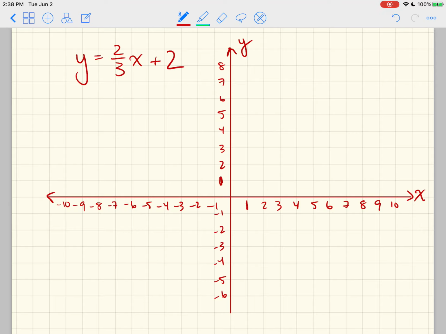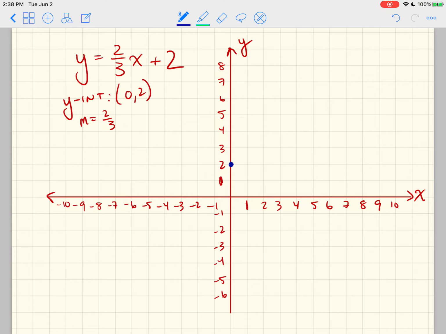So to graph this in slope-intercept form, the 2 stands for the y-intercept. So the y-intercept, I can read right off of this equation. It's (0, 2). The slope, I can read right off of this equation. It's 2/3. So I'm going to start at the y-intercept, and from there I'm going to count the slope.